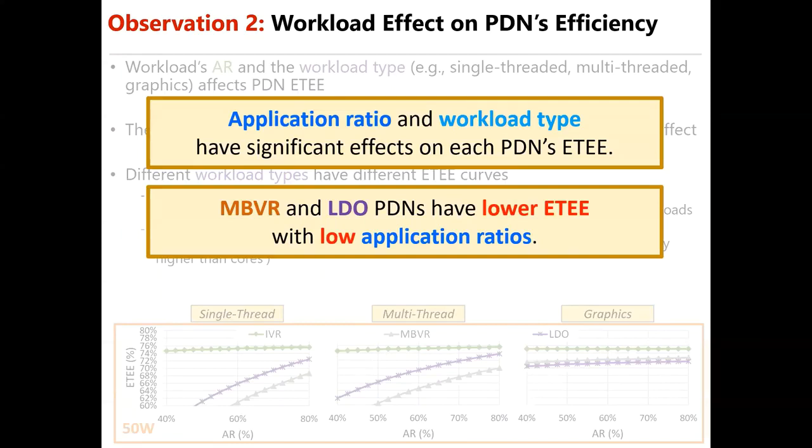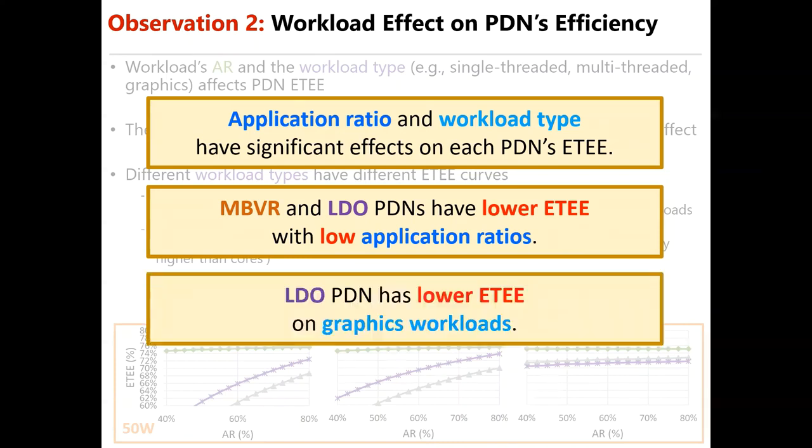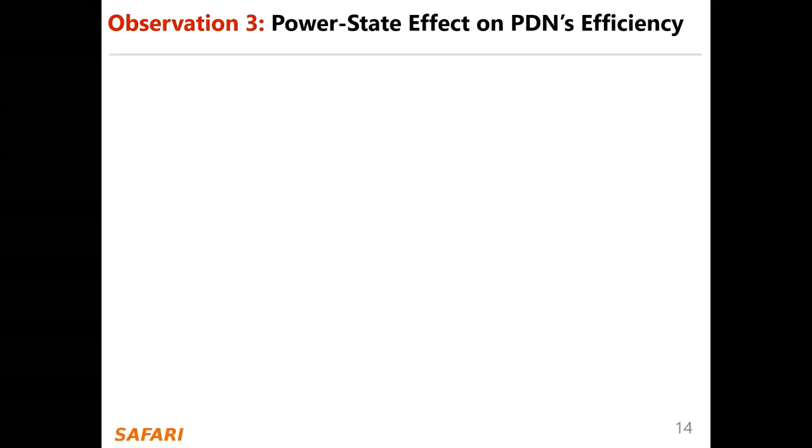MPVR and LDO PDNs have lower end-to-end efficiency with lower application ratio. LDO PDN has lower end-to-end efficiency on graphics workloads. Our last observation is about the power state effect on PDN's efficiency.